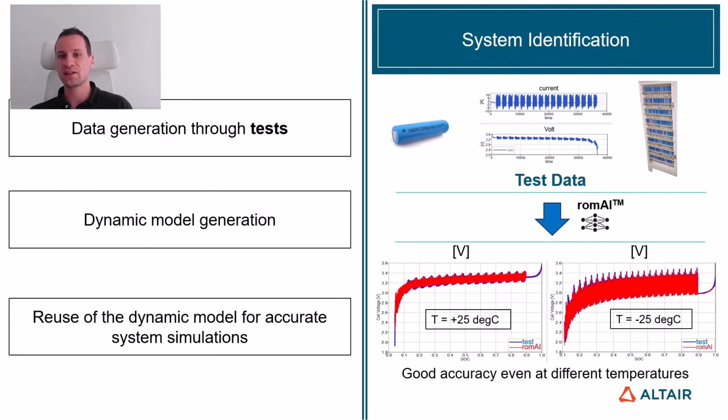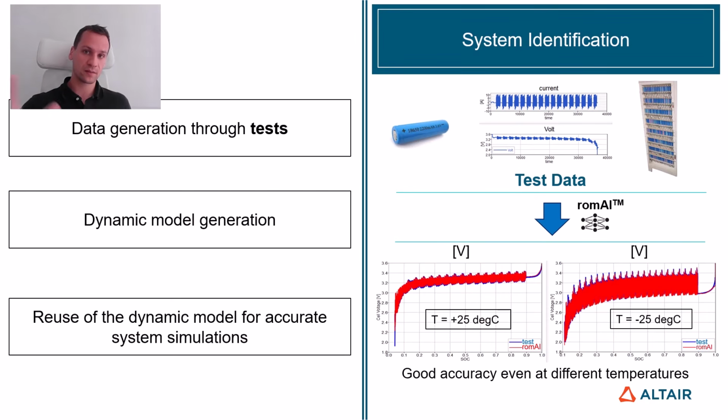Basically, the scenario here is that very often you cannot simulate very complex systems, so you need to perform some real-world measurements, gather some real-world data, but then you still want to perform the overall system simulation. So ROMAI is going to help you here identify this very difficult to model system and integrate it with the rest of your systems.